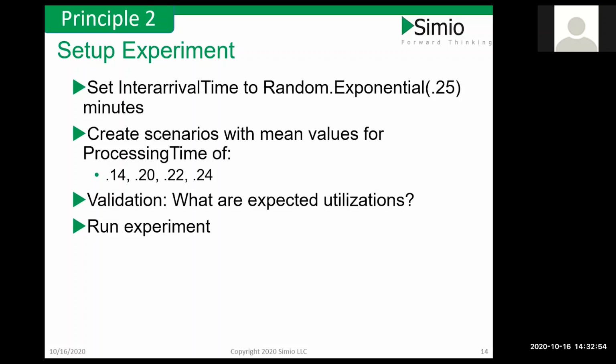And that question can often lead you to a much more valid model. Okay, so we're going to set up a model with an inner arrival time of random exponential 0.25 and process scenarios with processing time of 0.14, 0.20, 0.22, and 0.24. What are the expected utilizations for each of those?